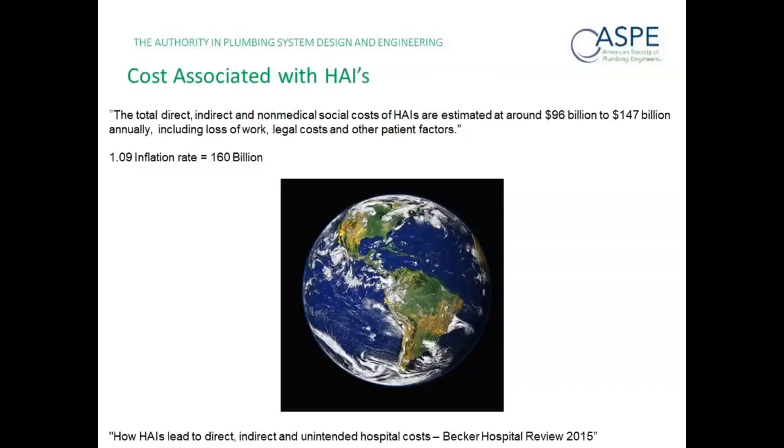One of the things that I wanted to point out was the astronomical amount of money that's associated with preventable disease and preventable illnesses in hospitals. There was a 2015 article in the Becker Hospital Review that cited about 96 billion to 147 billion annually in losses associated with hospital-acquired infections. So I took a median number and applied an inflation rate to that. In today's money, we're talking about $160 billion associated with HAIs.